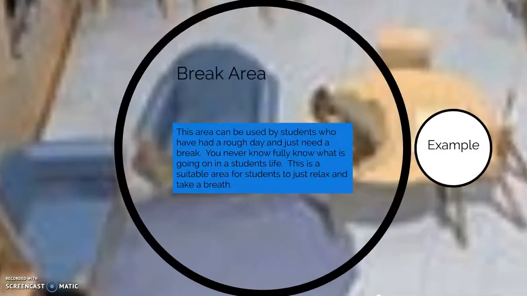The fifth spot I have is the break area. This area can be used by students who have had a rough day and just need a break because you never really know what is going on in a student's life. This is a suitable area for students to just relax and take a breath. Here's an example of what I would want this area to look like.